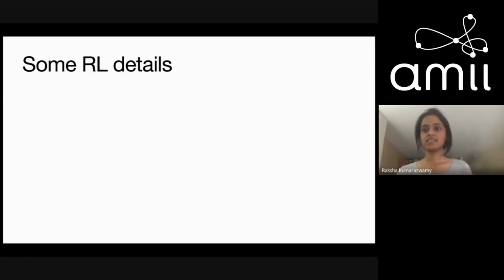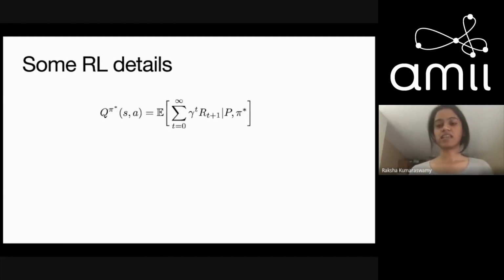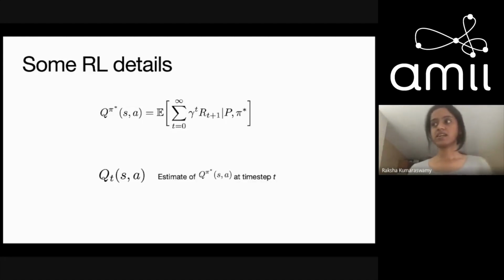Just some really brief RL details. We're going to be looking at value functions. So we're interested in learning value functions, the optimal value function. The optimal value function is the expected discounted cumulative reward into the future while following the optimal policy, as dictated by the dynamics of the MDP. Additionally, the current estimate of the optimal value function is denoted by Q_t(s,a), wherever it's used. But it's just an estimate.